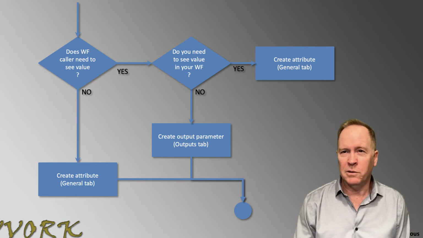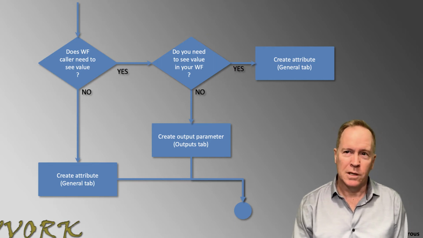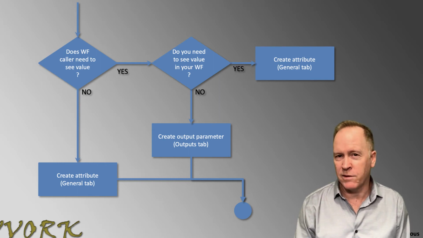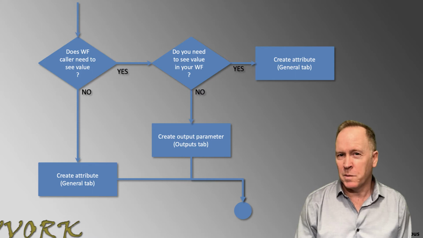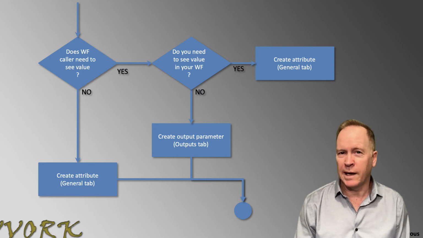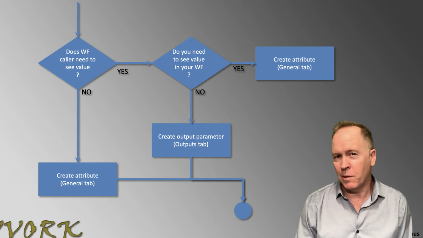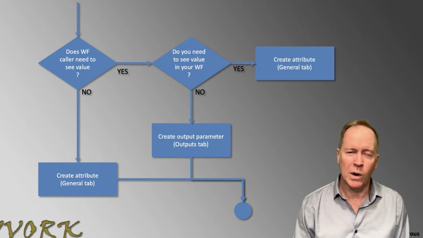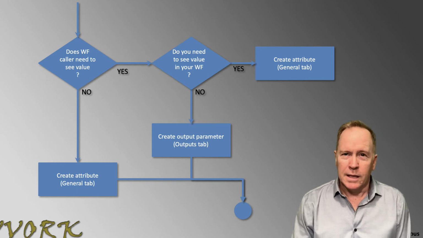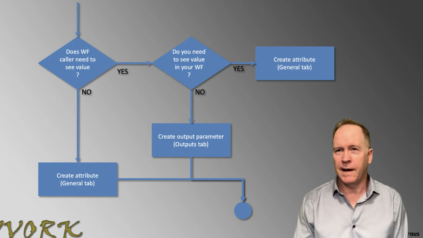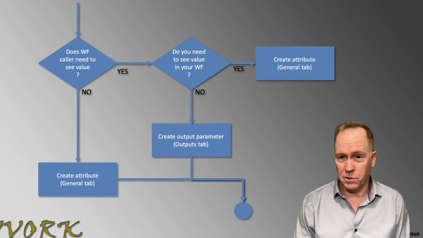Attributes are read-write, which means that, just like an output parameter, I will be able to change the value of the attribute. But because I've got read permission on the attribute, I can also see what's in the attribute from within any schema element I want within my Orchestrator workflow. So again, if the workflow caller needs to see the value, and I, the developer of the workflow, also need to see the value, then I need to create an attribute.